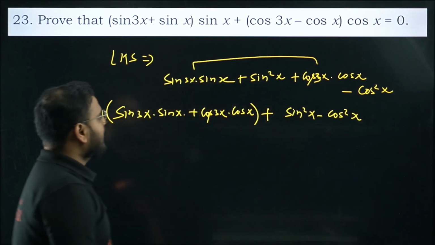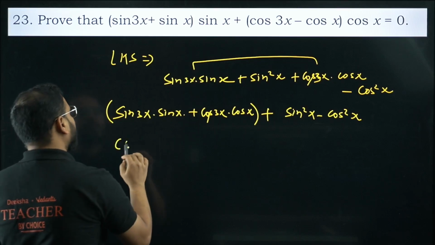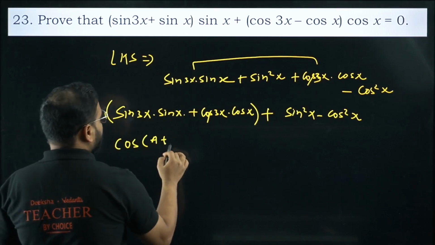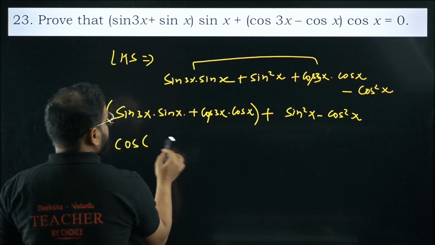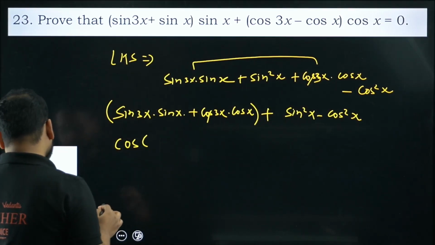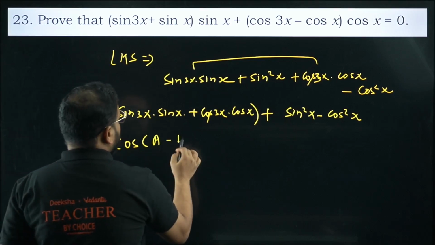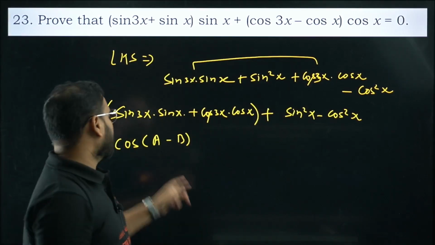Let's do one thing. It will become cos A cos B, sin A sin B. The formula is cos of A plus B actually, which will become in this case, check this out. No, not A plus B. It will become A minus B. Sorry, A minus B. The formula is cos A cos B plus sin A sin B. We have plus over here, that's why we have to take A minus B.